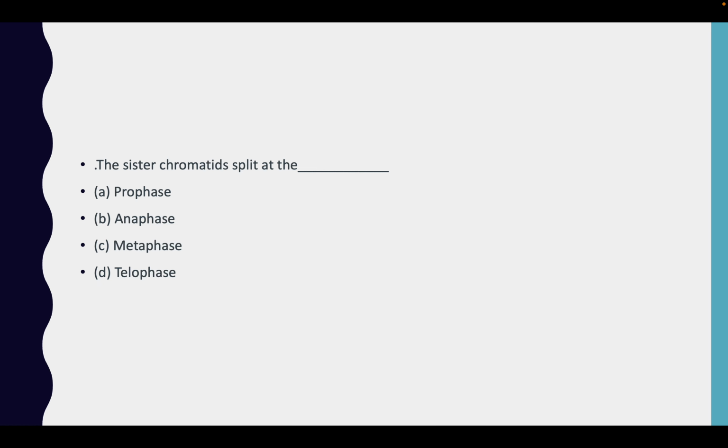We have already covered this in previous classes. Sister chromatids split at which of these phases? Prophase, anaphase, metaphase or telophase? B, ma'am. B, anaphase? Yes.